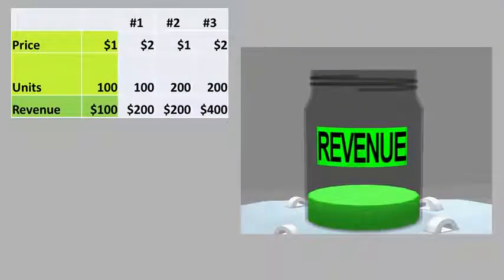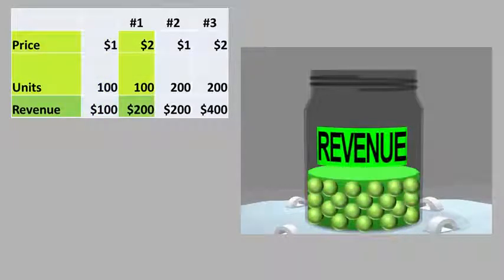Revenue is simply the number of units sold multiplied by the price per unit. Think of this jar as being filled with revenue. In this example, each sphere represents 5 units of product, and the size of each sphere represents the price. With this in mind, watch how revenue increases in the following 3 scenarios.